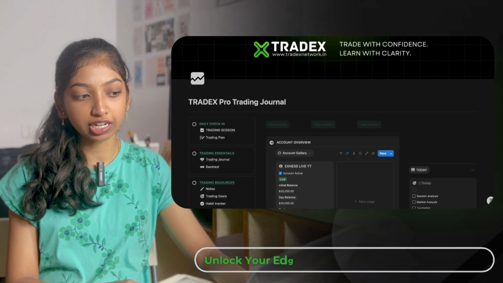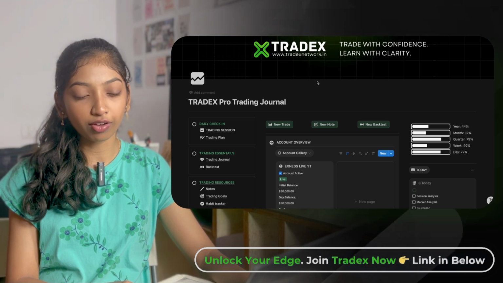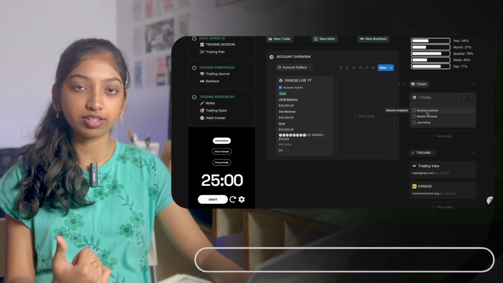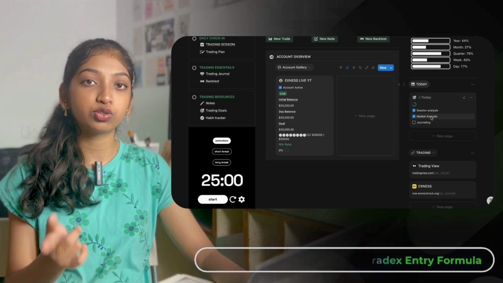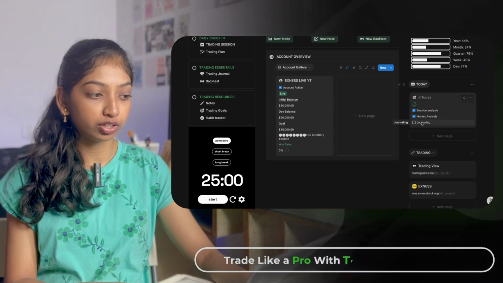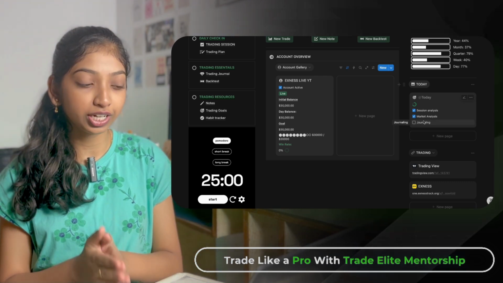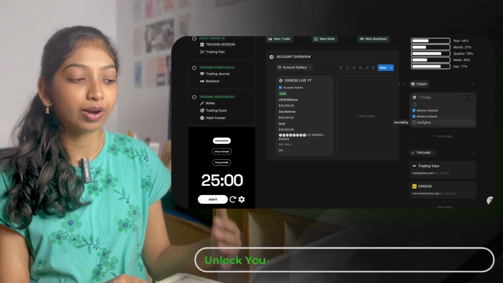So after this, I go to my Tradex. So I go to my journals dashboard and I quickly check off this because I did do my session analysis and I did do my market analysis. And I'm going to take off journaling once I track my trade, which I do right over here on my trading journal. So I haven't taken a trade yet. I'm just going to show you guys an example of how exactly I do it.